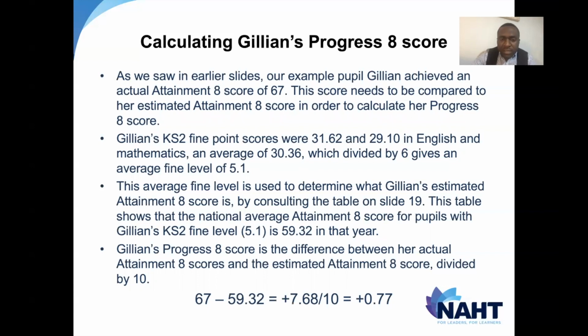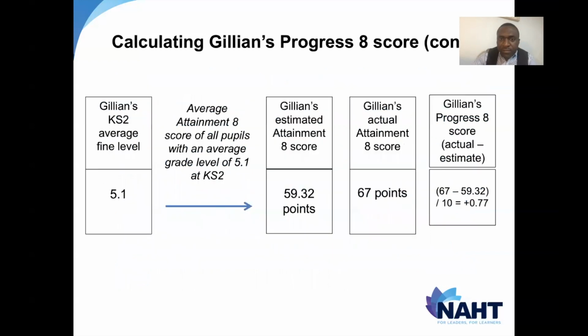So let's look at it. She's got 67 instead of getting 59.32. So you divide this by 10 and she's got plus 0.77. So what does that mean? Plus 0.77.